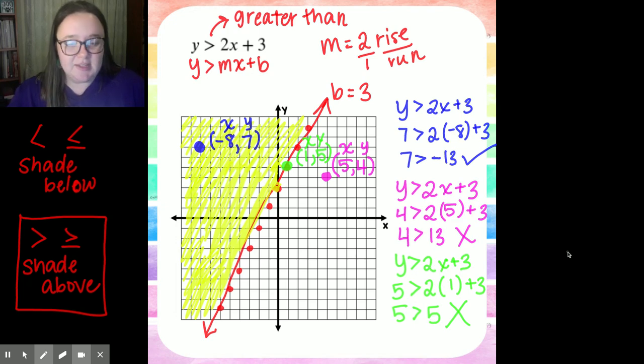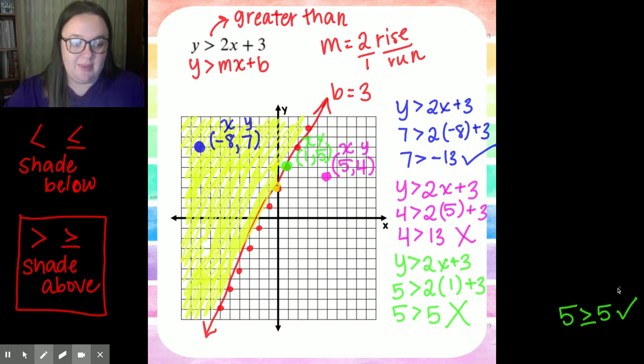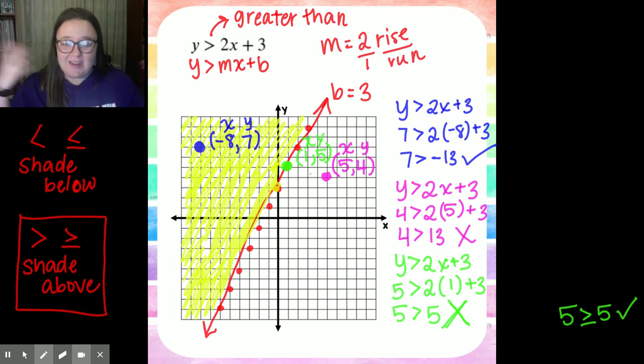On the last one, we said 5 is greater than or equal to 5, and that was correct because it had that or equal to piece, right? That's what made this one true. But this one doesn't have that. So this one is not true. So that means that this green point right here is not a good point, but it's on the line. But it's not a good point.